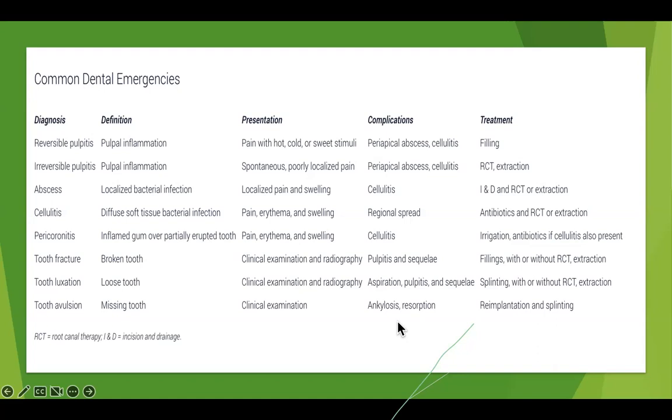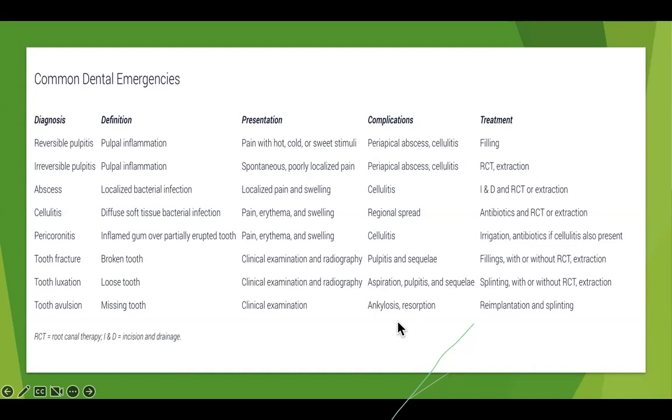Question number six, primary avulsed teeth must be... not reimplanted is the correct answer. So for primary teeth, you cannot reimplant them. If it were permanent teeth, the answer would be A. Debride with saline, reimplant, splint, obviously, and then monitor.